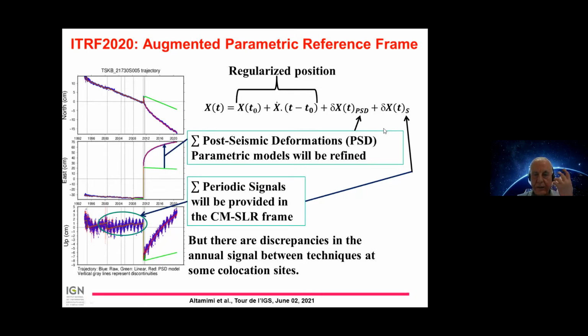What will be completely new is that we will provide the periodic signals, and these periodic signals will be expressed in the center of mass of a SLR frame. We will adjust not only for annual and semi-annual signals, we will also adjust for other satellite-based frequencies like draconitics for GPS, etc. We know that there are discrepancies in the annual signal between techniques at some collocation sites, and we will handle that in an appropriate manner, mathematically speaking.